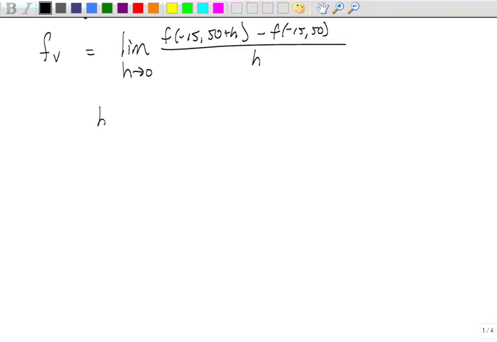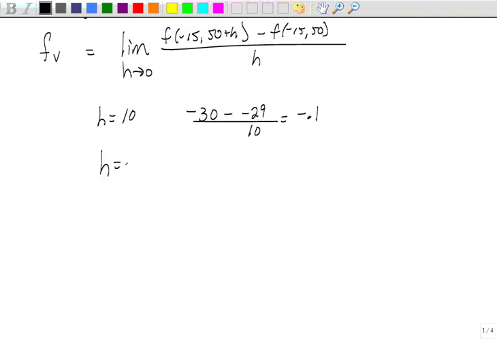And f_v is the limit as h goes to 0 of f(-15, 50 + h) minus f(-15, 50) all over h. This time we have to use tens because the table goes by tens. So that makes this 60. f(-15, 60) is -30, and this is minus 29 over 10. So that's going to be -0.1.